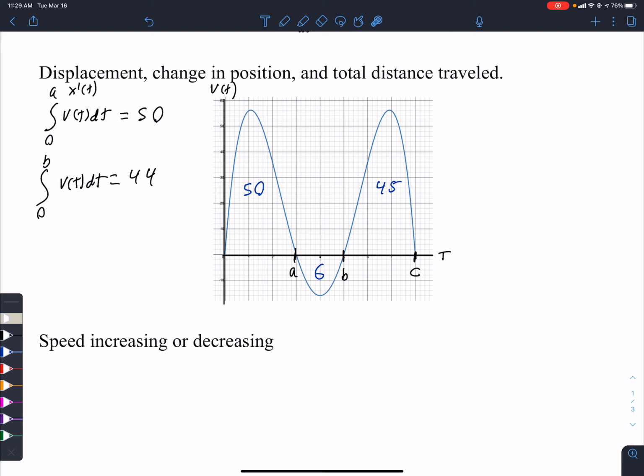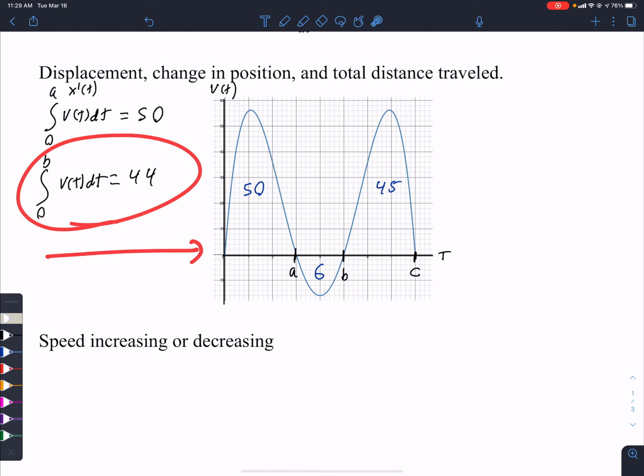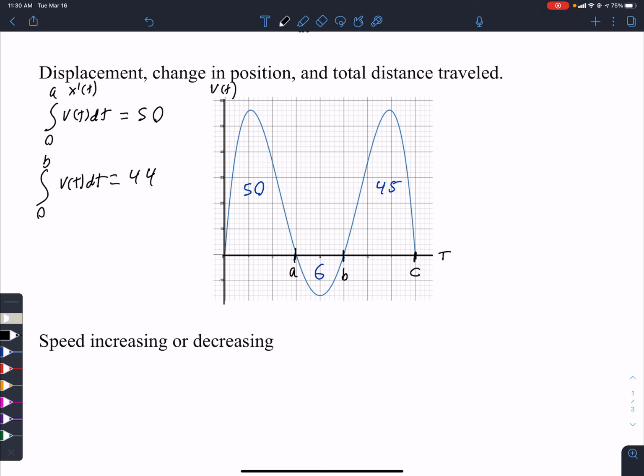Now, if you want total distance traveled, that's a different story. Because in this example here, we went 50 spaces to the right, then we moved back 6 spaces to the left. You should think your total distance is 56 because you want to add that to your distance traveled. So how do we add this instead of subtracting? We need to make it positive. So you can't have any negative velocities. So total distance has a special formula. You just integrate the absolute value of the velocity, and that gives you total distance.